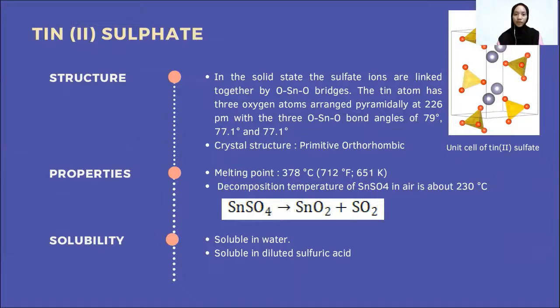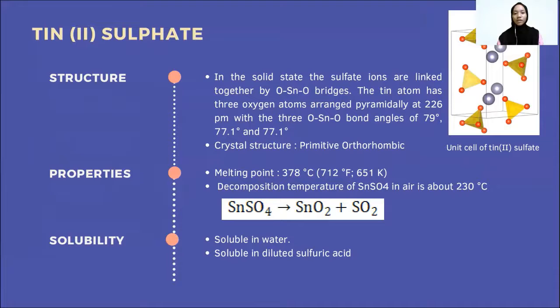Structure of tin sulfate. In the solid state, the sulfate ions are linked together by O-S-O bridges. The tin atom has 3 oxygen atoms arranged pyramidally at 226 pm, with the 3 O-Sn-O bond angles of 79 degrees, 77.1 degrees, and 77.1 degrees. Its crystal structure is primitive orthorhombic.